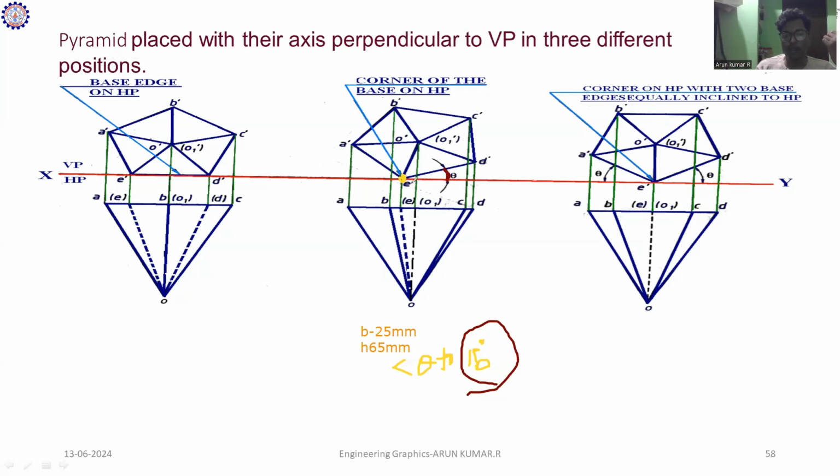What is the base then? 25. So this is my 25 mm. You have to draw this line along the line, like E dash and D dash. Once you complete E dash and D dash, you proceed to the next step.